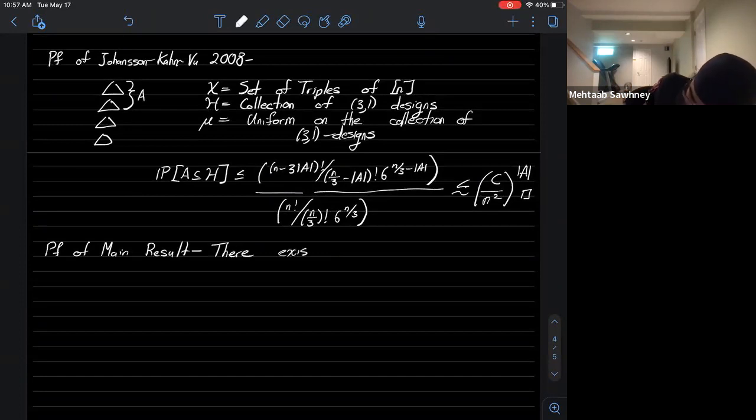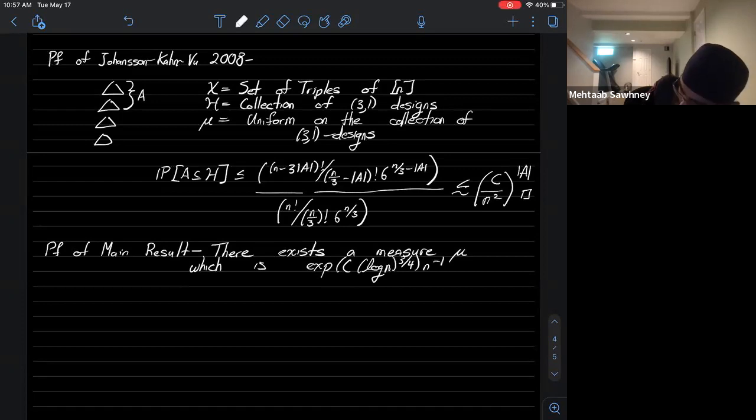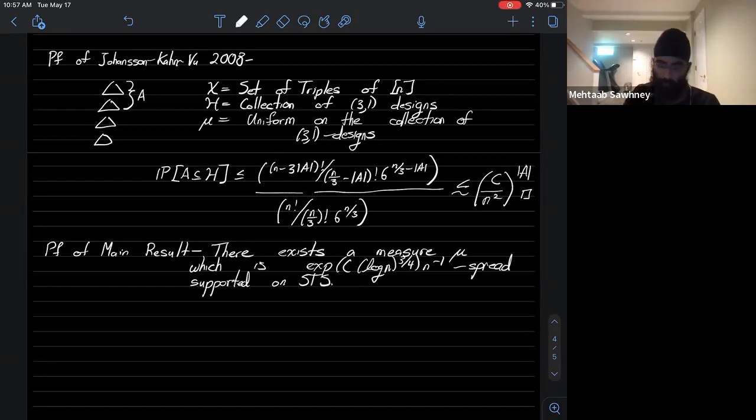there exists a measure mu, which is exp of C log N to the 3/4 times N inverse spread, supported on STSs. And so that's the proof, but the whole game is constructing this measure.